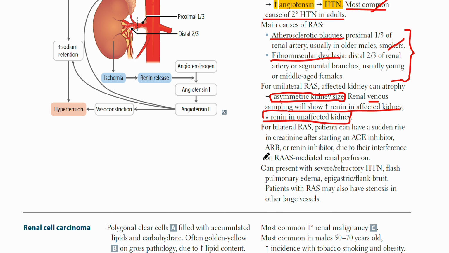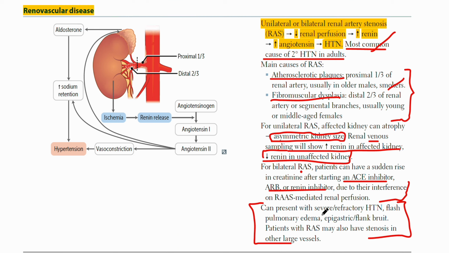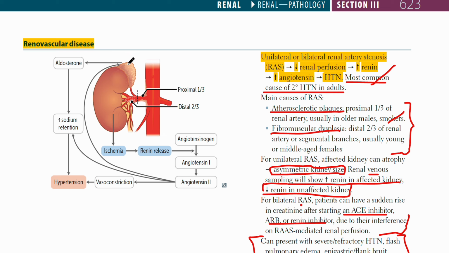Right? So in bilateral renal artery stenosis, patients can have a sudden rise in creatinine after starting an ACE inhibitor, and also an ARB or a renin inhibitor, due to their interference with RAS-mediated renal perfusion. Okay, they can present with severe or refractory hypertension, flash pulmonary edema, and epigastric or flank bruit, and patients with RAS may also have stenosis in other large vessels, right? This is proximal 1/3 and distal 2/3, right? In proximal 1/3, atherosclerotic plaques, and fibromuscular dysplasia in distal 2/3.